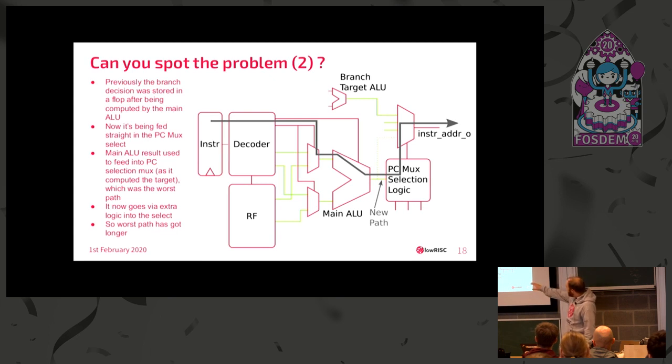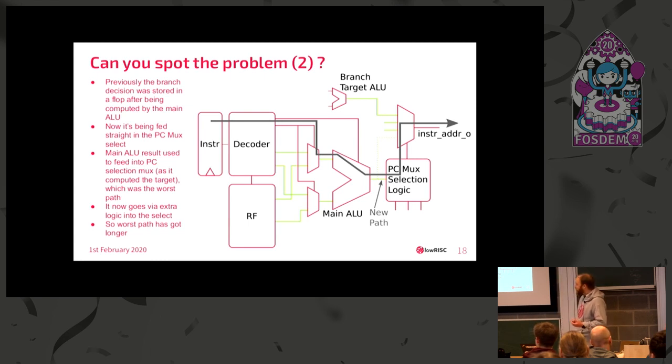This then feeds into the main ALU, which is going to compute our results for us. And then on the right-hand side here, I've got what I've labeled the PC mux selection logic. So what this is doing is choosing where our next PC is going to be, which then feeds into that insta adder O on the right-hand side there. That is the address we're next fetching from instruction memory.